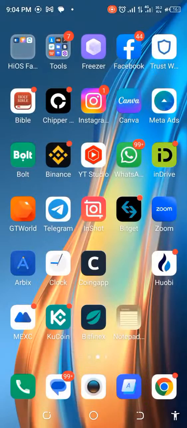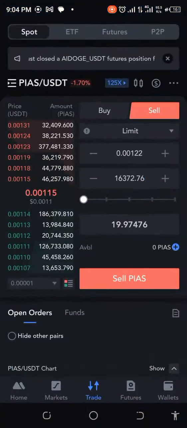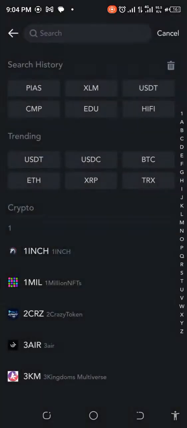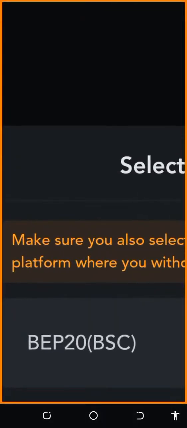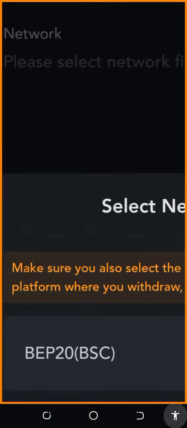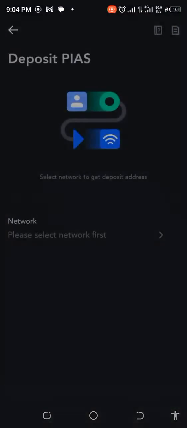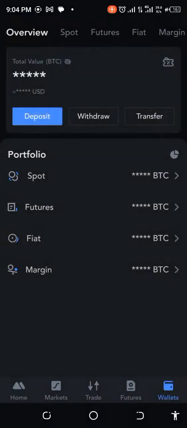Let's see if we can actually send this in and see whether it's the same. Okay, so let's put the address here and see. It's also looking like the BEP20 BSC network. All right, that's good. So now we've been able to check that the two networks are the same. Let's go ahead and see whether this is doable.